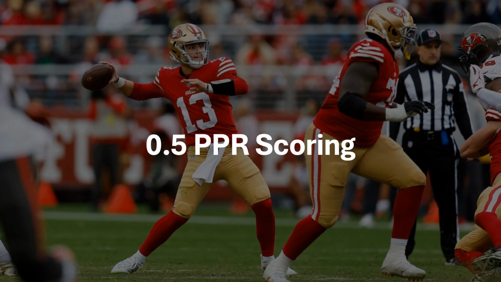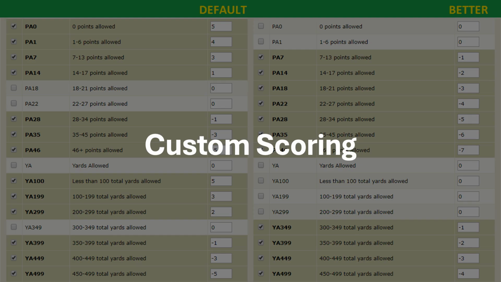0.5 PPR scoring is a middle ground between standard scoring and full PPR scoring. In 0.5 PPR scoring, wide receivers and tight ends earn half a point for each reception. Many fantasy platforms also allow you to create your own custom scoring system with unique point values for different stats. This gives you the flexibility to tailor the scoring to your preferences.